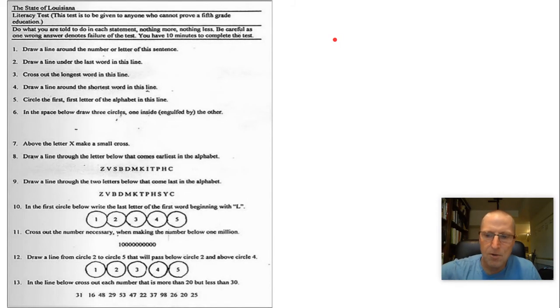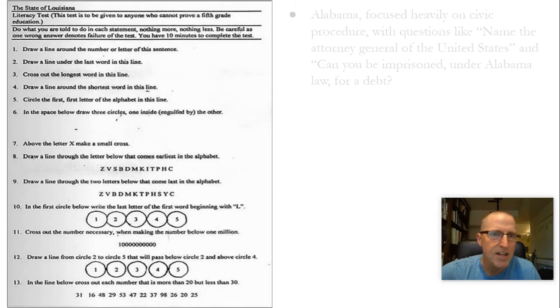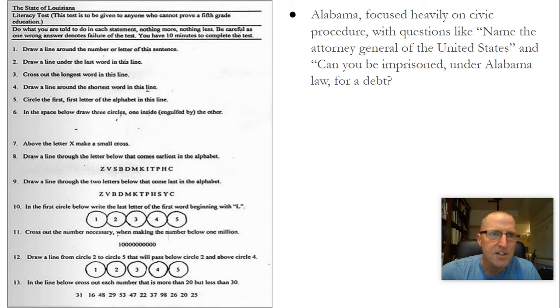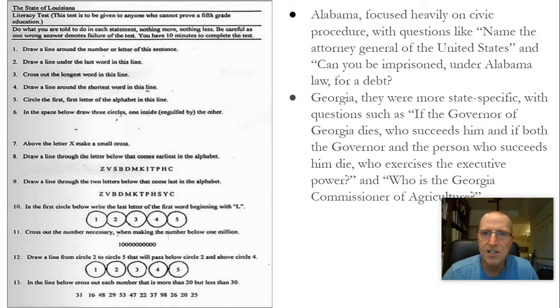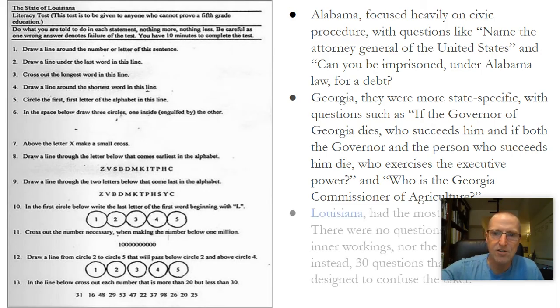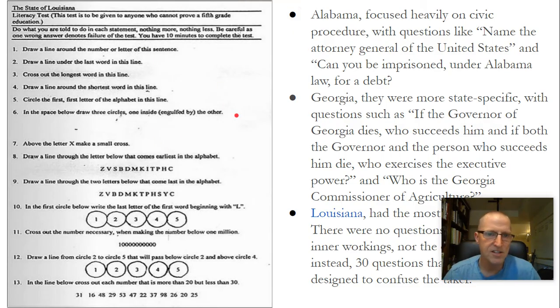Now, when we look at these other ones here, when it comes to this literacy test, let me just explain that with another document. If you look here, literacy tests were going to vary from state to state. Alabama focused heavily on civic procedure with questions like name the attorney general and other political officials. Georgia was more state-specific, asking what happens if the governor dies, who succeeds him. The hardest one out there in terms of literacy tests was the Louisiana literacy test that you're looking over here. These questions were really designed to stump the test taker. These were very, very difficult when we go through it, and it was designed to confuse people.